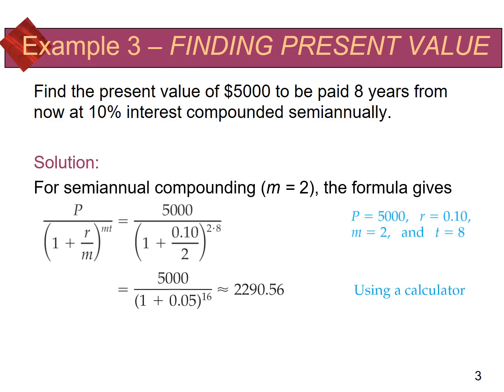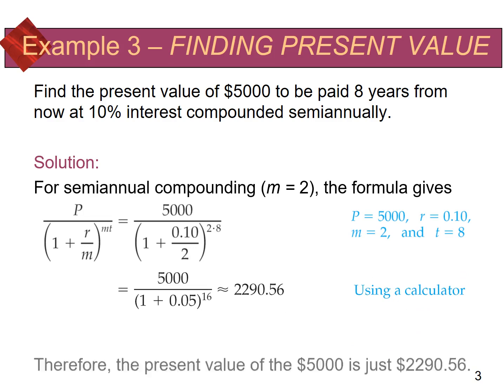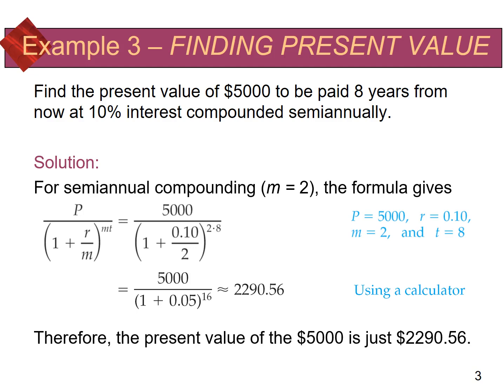But if I calculate this, I get about $2,290.56. So if I want $5,000 8 years from now, given that I'm investing it in an account that has 10% interest compounded semi-annually, I need to start off this account with $2,290.56. Now, again, as I said before, they make it look like you have to know an entirely different formula altogether.